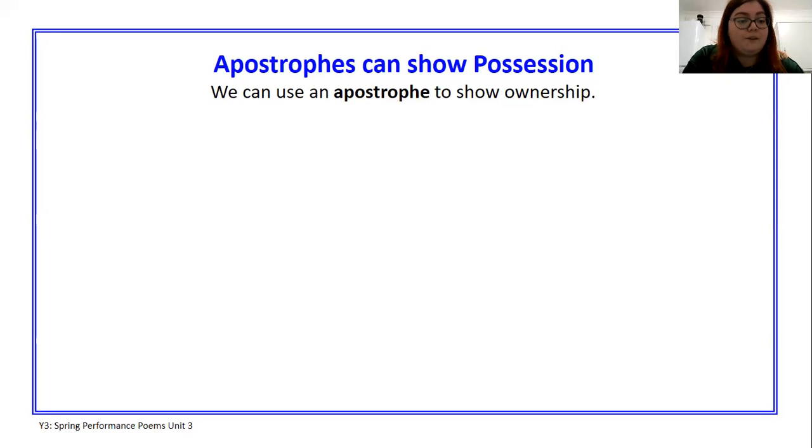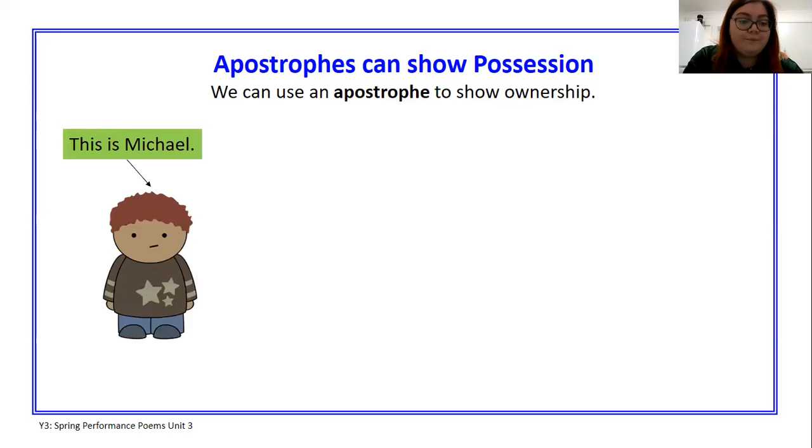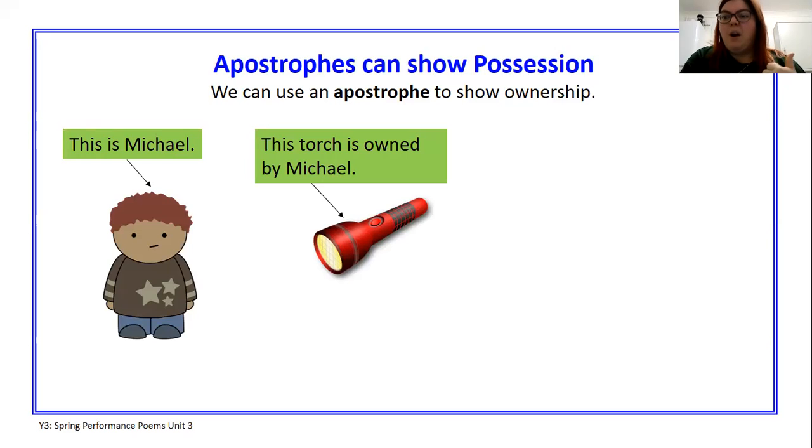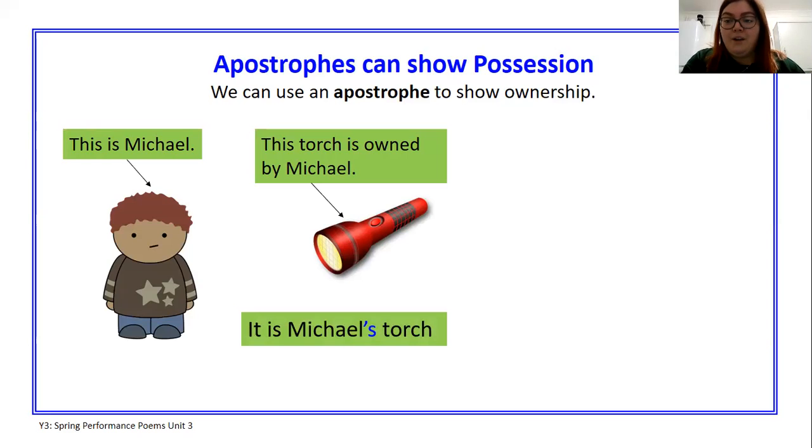So let me introduce you to somebody. This is Michael. This torch is owned by Michael. So who owns the torch? Michael owns the torch. So when we talk, we might say, oh, this is Michael's torch. And we write it down as this: it is Michael's torch. You can see my arrow on the screen here, where we add an apostrophe and an S after the person who owns what we're talking about.